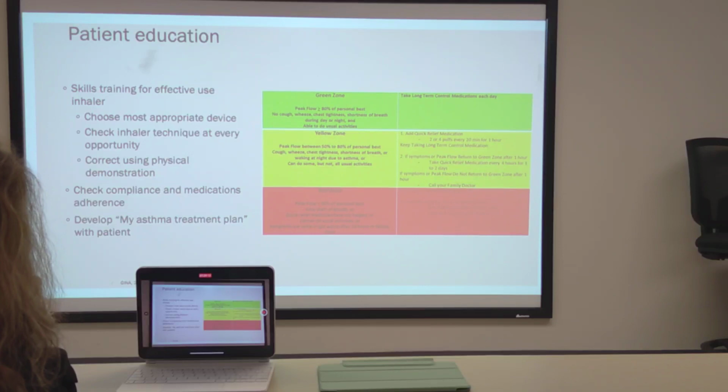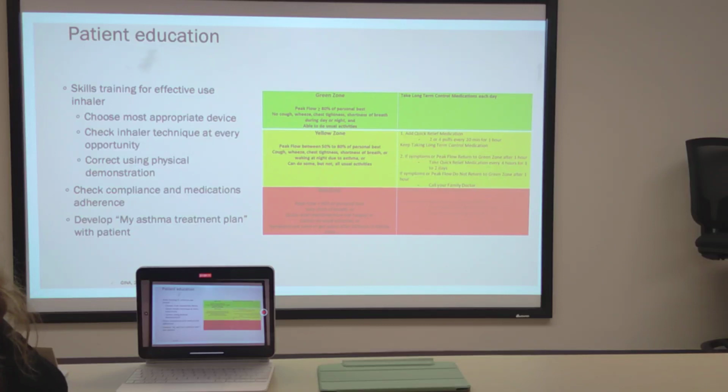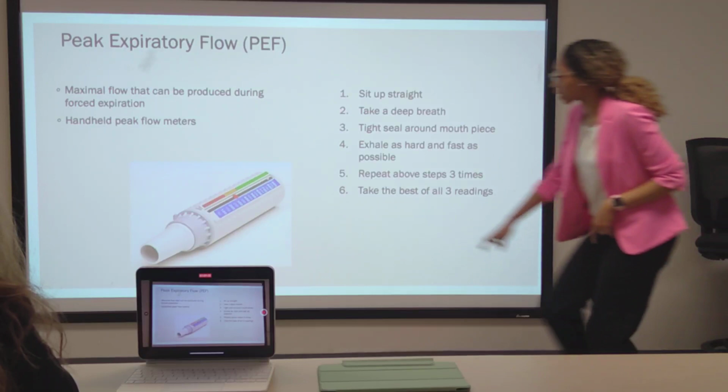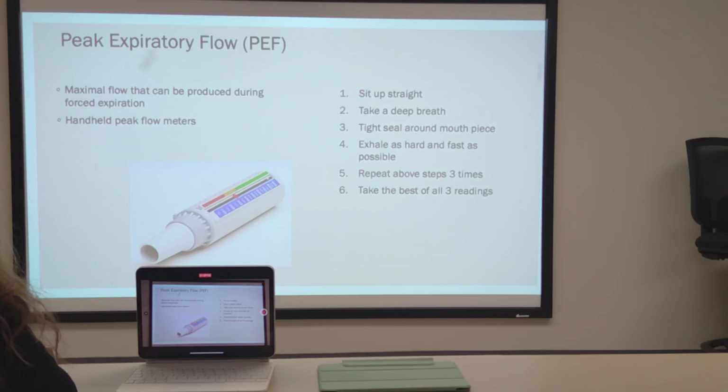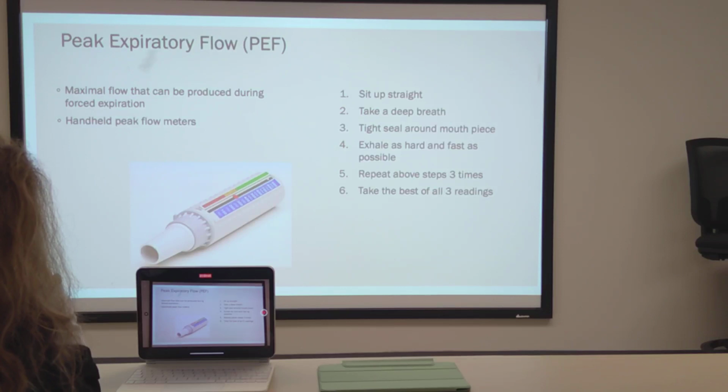So I mentioned some percentages, and you're probably wondering where I'm getting these percentages from, or how I'm able to determine these percentages. On that peak flow meter, as you can see, it has numbers on here, right? Most of the peak flow meters usually come with a chart, and it's determined based off your age, your gender, your race, and height, and then that will tell you what a normal peak would be for someone in your category.